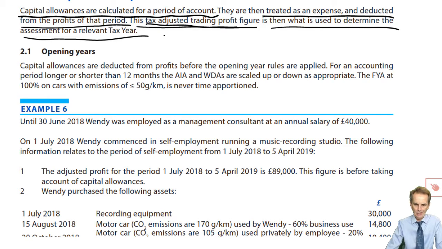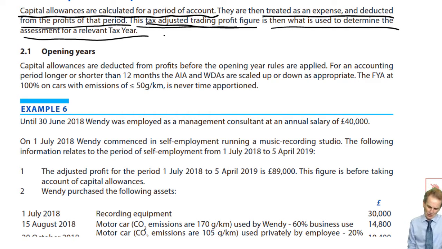It doesn't change it. You don't lose out just because, obviously, you've had to buy the plant and machinery, the fixtures and fittings before you started to trade. So pre-trade capital expenditure will be treated as if incurred on the first day of trading, and your normal AIA or WDA or FYA will be available accordingly.